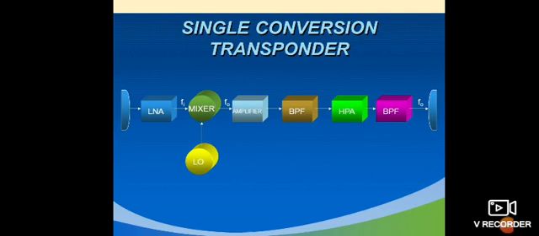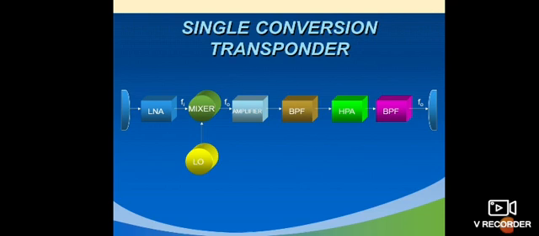What is the use of the mixer? It is nothing but a combination of signals. The local oscillator also gives a signal, a stable frequency, that is given to the mixer circuit. The mixer is used to translate the uplink frequency, that is 6 gigahertz, into the downlink frequency of 4 gigahertz.